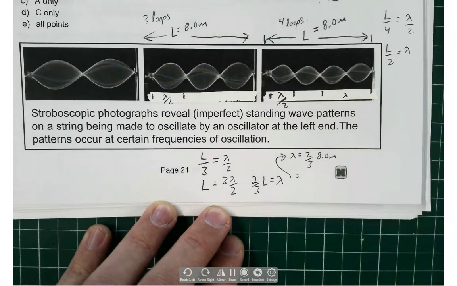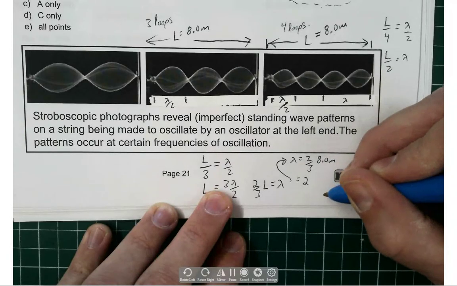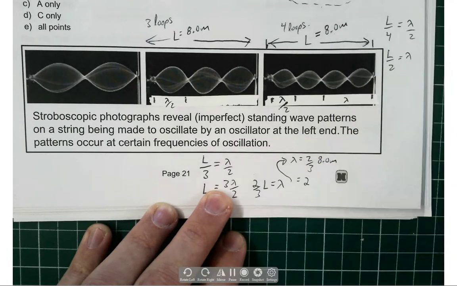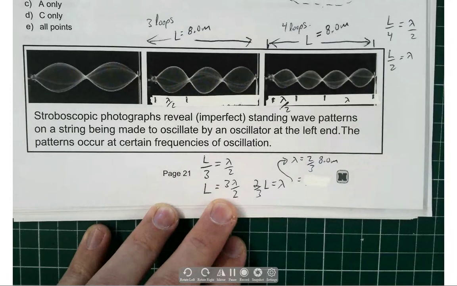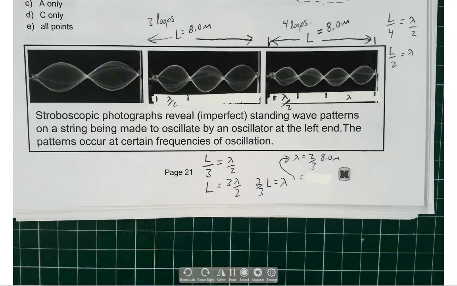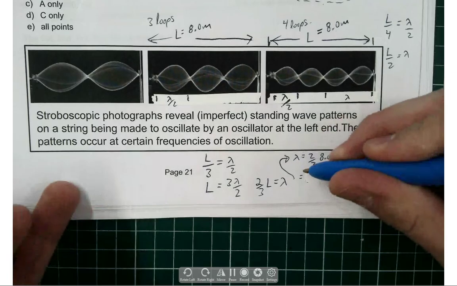And what somebody showed already was lambda is equal to 2/3 times 8.0 meters. So what's the wavelength end up being? 2.67? No, that's 1/3. It's 5 point, oh, 5.3. Somebody with a calculator, help me out. 5.3 repeated? Yep.